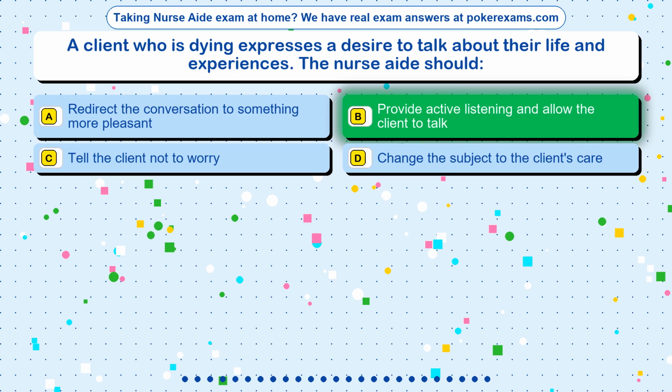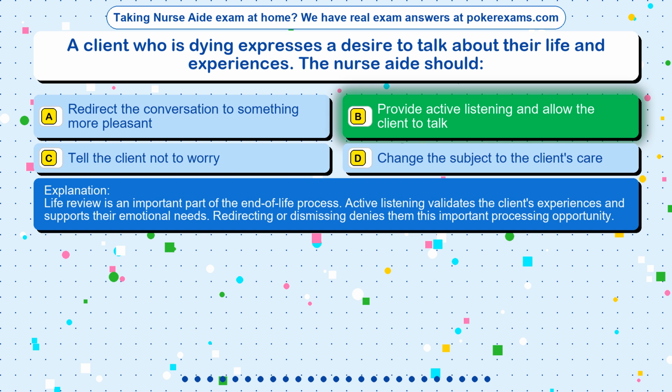The correct answer is option B, provide active listening and allow the client to talk. Life review is an important part of the end-of-life process. Active listening validates the client's experiences and supports their emotional needs. Redirecting or dismissing denies them this important processing opportunity.